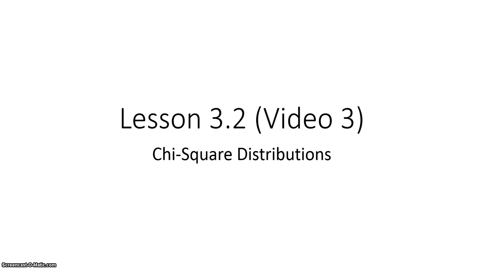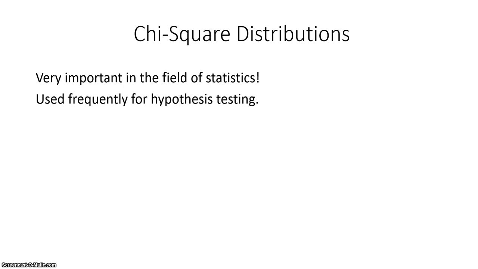So welcome to video 3 for lesson 3.2. This video will cover the chi-square distributions. Chi-square distributions are very important in the field of statistics. They are used frequently for hypothesis testing when we're doing statistical inference.